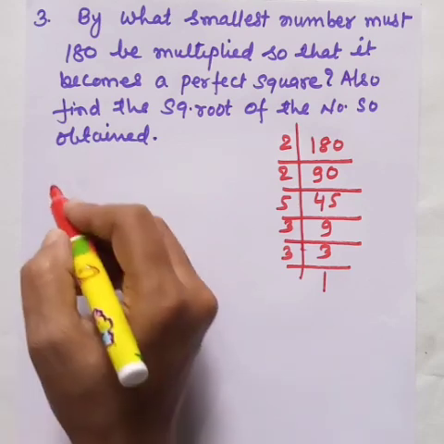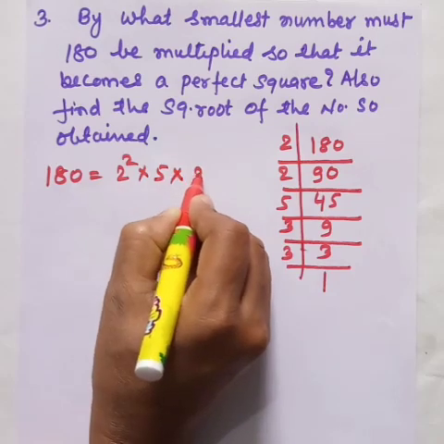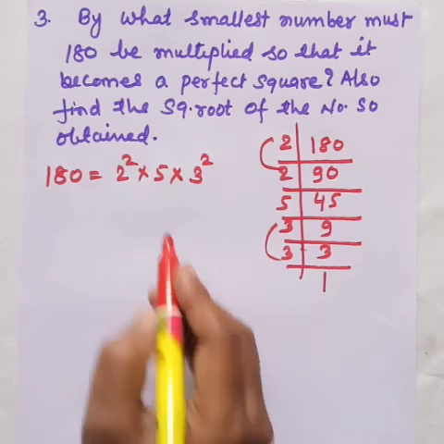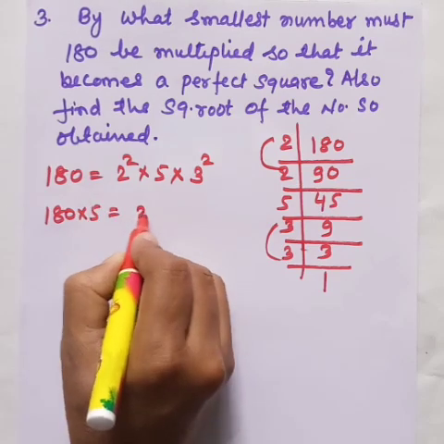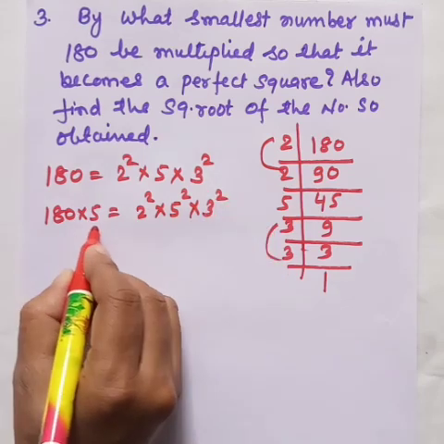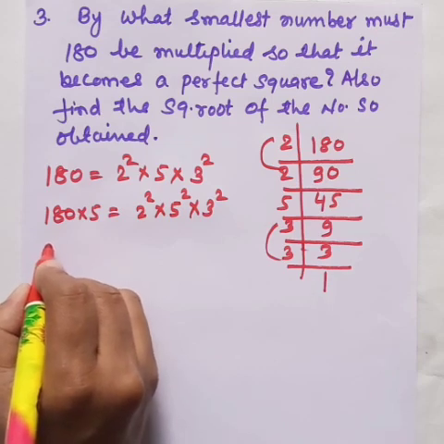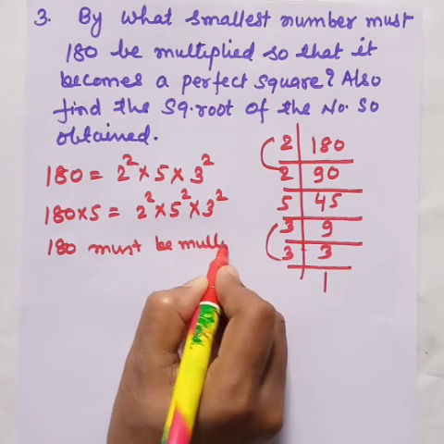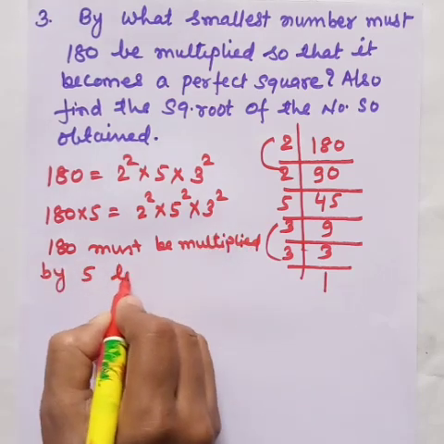So children, see what we have got here. 180 is equal to 2 square into 5 into 3 square. Isn't it? 2 2s, 1 5 and 2 3s. So here 5 is unpaired. So what we will do? We will multiply both sides by 5. So you will get 2 square into 5 into 5 which gives 5 square, into 3 square. So 180 must be multiplied by 5 to make it a perfect square. So first answer is 180 must be multiplied by 5 to make it a perfect square.